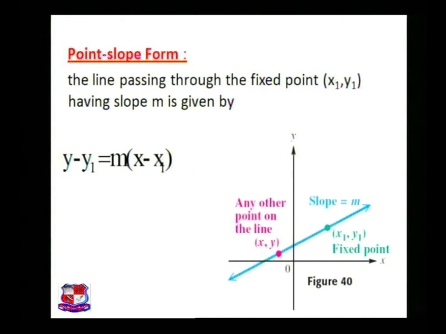If we look at the second form, that is the point slope form. If we want to find the equation of a line which is passing through the point x1, y1, that is the one fixed point which is given, and having slope m, that is given by y minus y1 is equal to m into bracket x minus x1. So note that here if we are given one point on the line and the slope of the line, then we can use this form of the straight line.